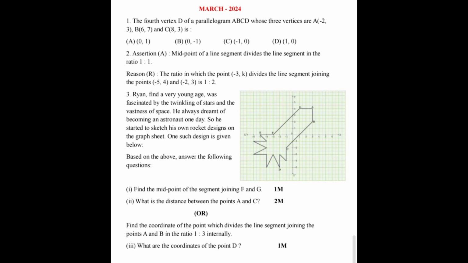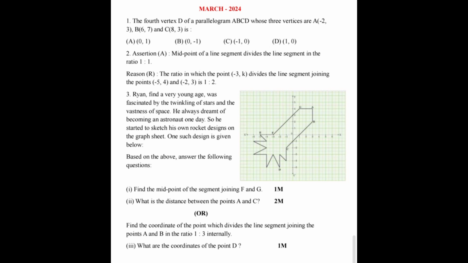Next question: find the coordinates of the point which divides the line segment joining the points A and B in the ratio 1:3 internally. Here it is a normal direct internal division question. Take m1:m2 as 1:3, and take points A and B from the diagram. A is (x1, y1), B is (x2, y2), m1:m2 is 1:3. Then you can find the point P.